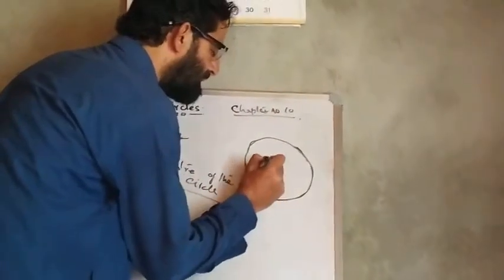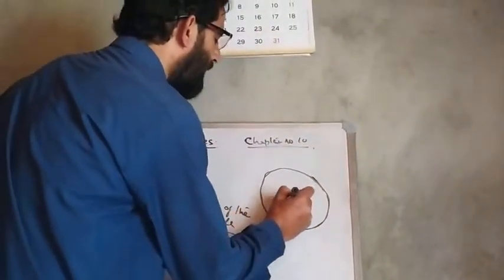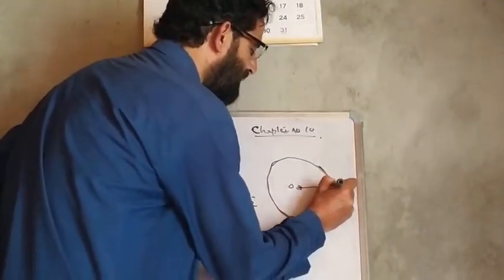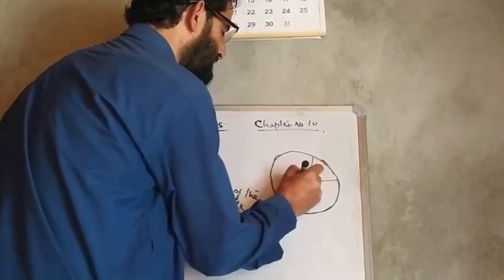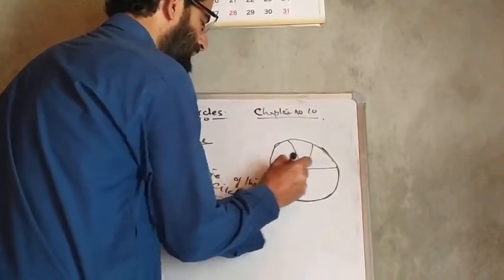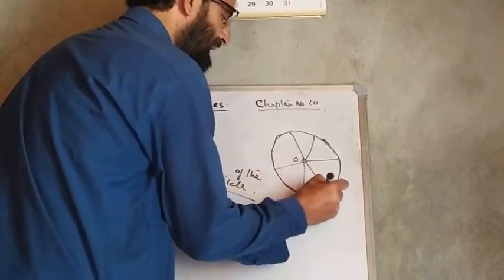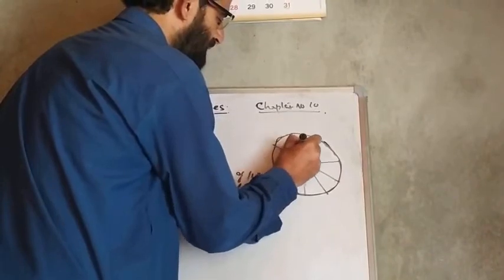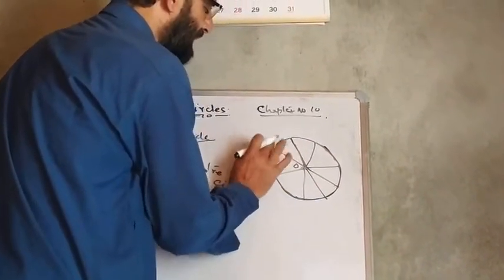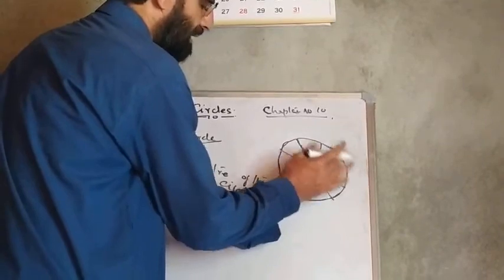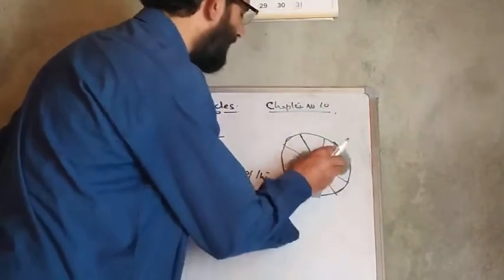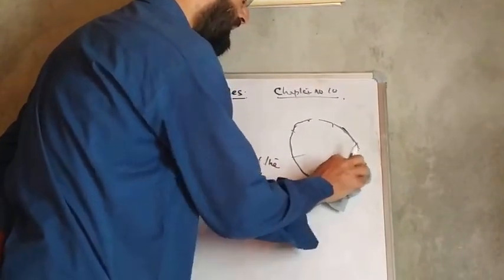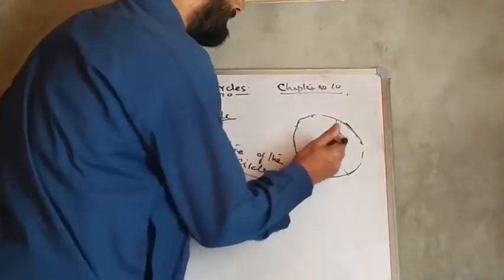Suppose O is the center of the circle. From this point to this point, and this point to this point, these are all equal. These are called the radii of the same circle, because all points joining to the center are equidistant. Therefore, these are all equal. The radii of the same circle are equal.